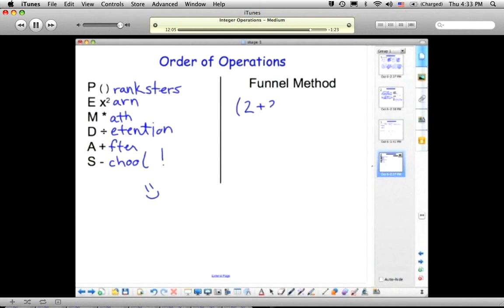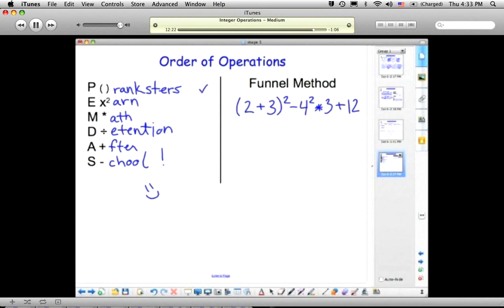And when we're working on order of operations, I just want to show you an example of the funnel method. The reason that we call it the funnel method is because as you progress, the equation will get smaller and smaller until you reach the answer. So our order of operations tells us we need to start with what is inside the parentheses.